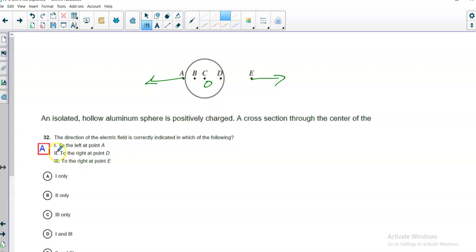So I'm going to cross out this. To the left at point A, to the right at point E. I would go with that. I would go with 1 and 3. 32, yes.